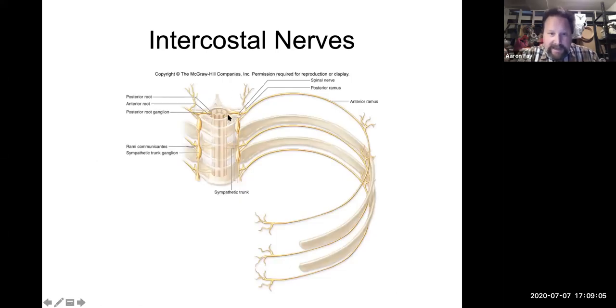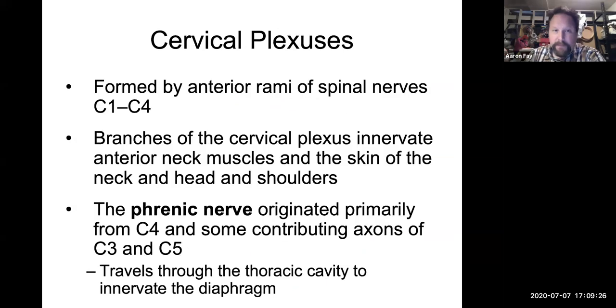Here we can see the roots to the spinal nerve, the posterior ramus, the rami communicatus, and look, no branching of the anterior ramus. The anterior ramus simply runs in between the ribs. That's why they're called intercostal nerves. So this is the exception. No plexuses in your thoracic region. Now let's look at plexuses.